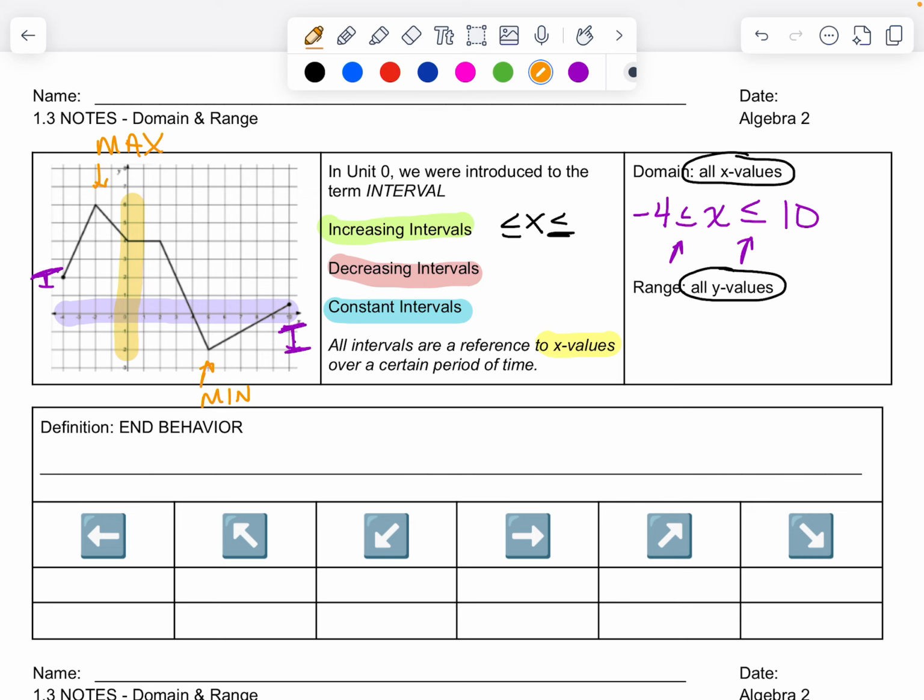So in this scenario, I would have a range that would involve all the numbers between -2 and +6. So we write -2 is less than or equal to y, less than or equal to 6. So that is differentiating between intervals and domain and range. We'll continue on discussing now what's new to us here in this unit, which is these arrows that could appear at the end of our piecewise functions.